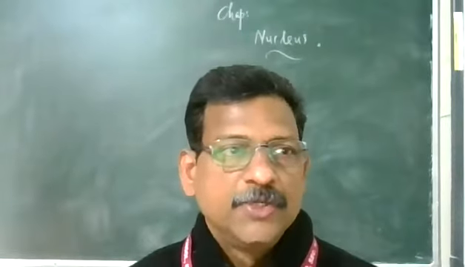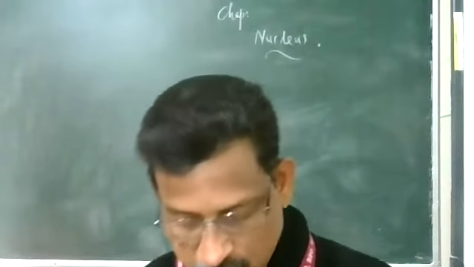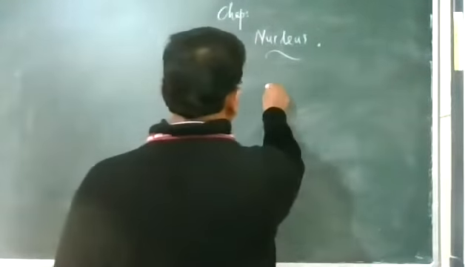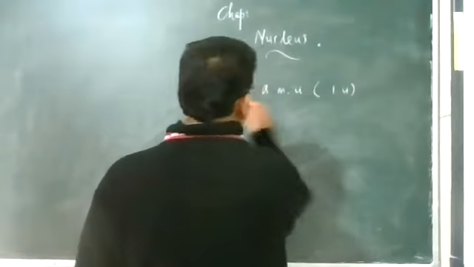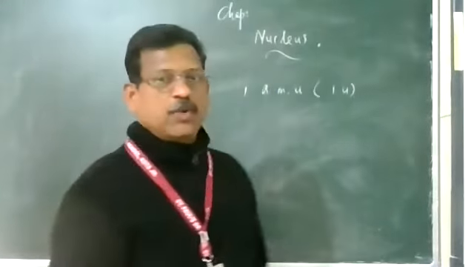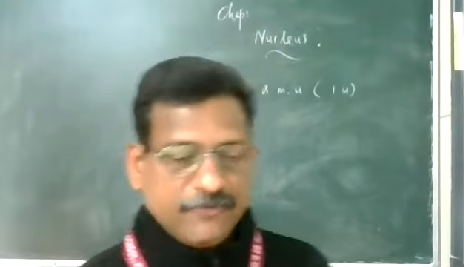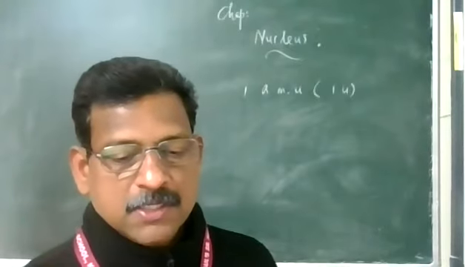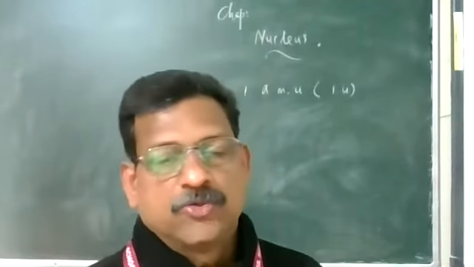Kilogram is not a convenient unit for measuring atomic mass or nuclear mass, so we use atomic mass units, AMU, or simply we write it as 1 u. What is one atomic mass unit? One atomic mass unit is defined as 1 by 12 the mass of an atom of the C-12 isotope.